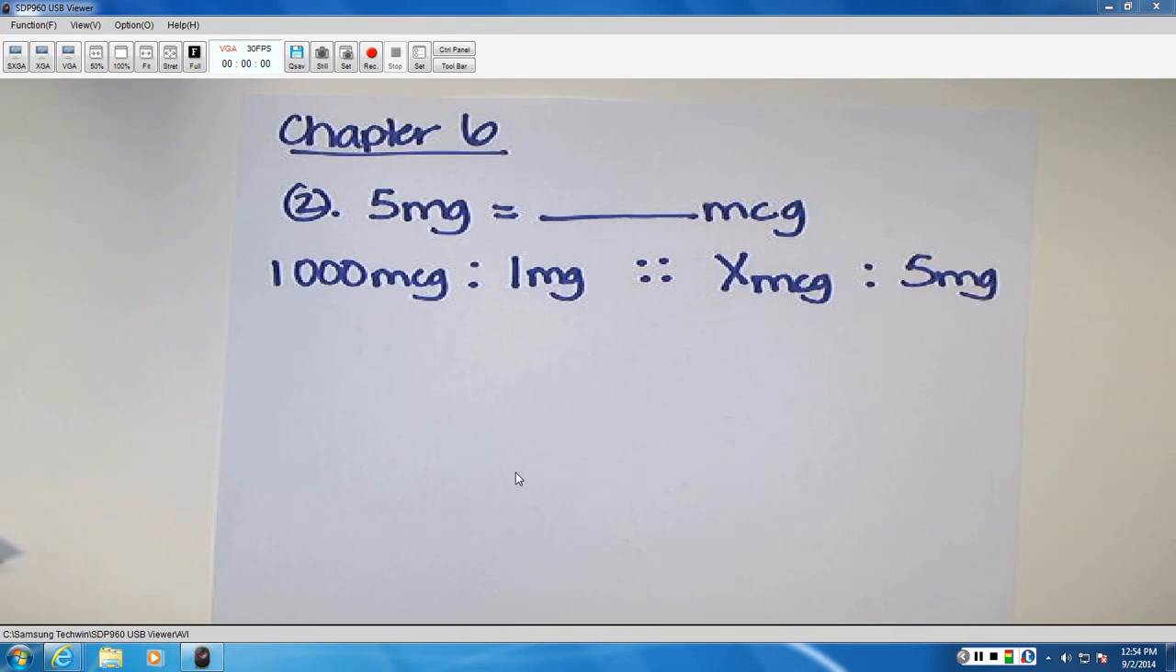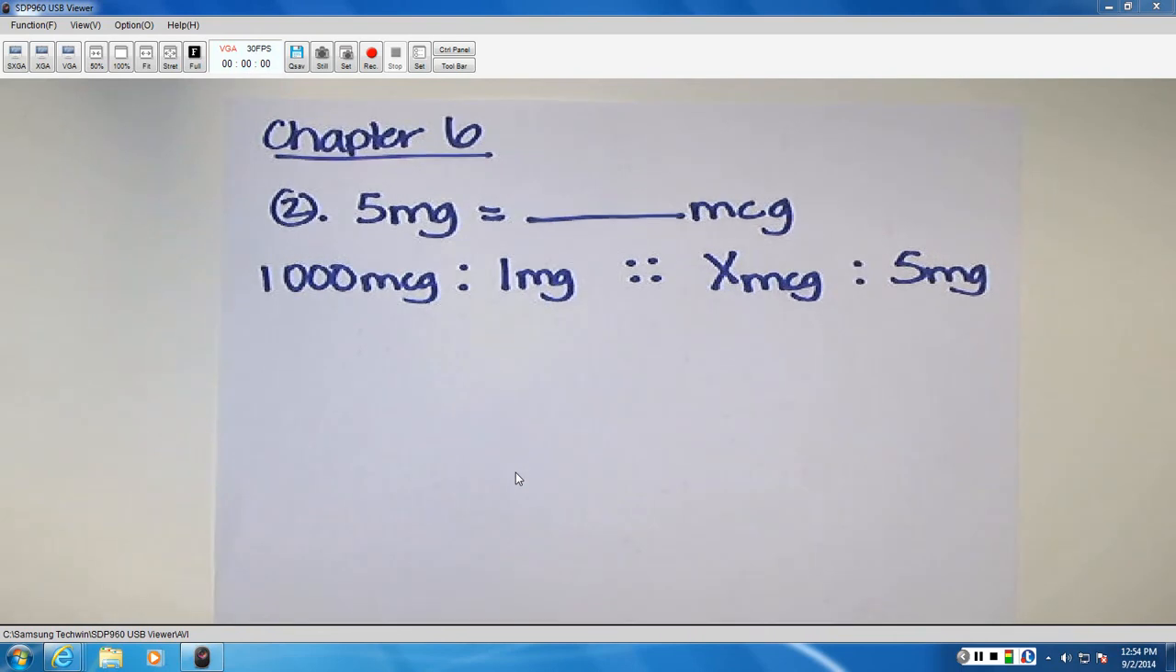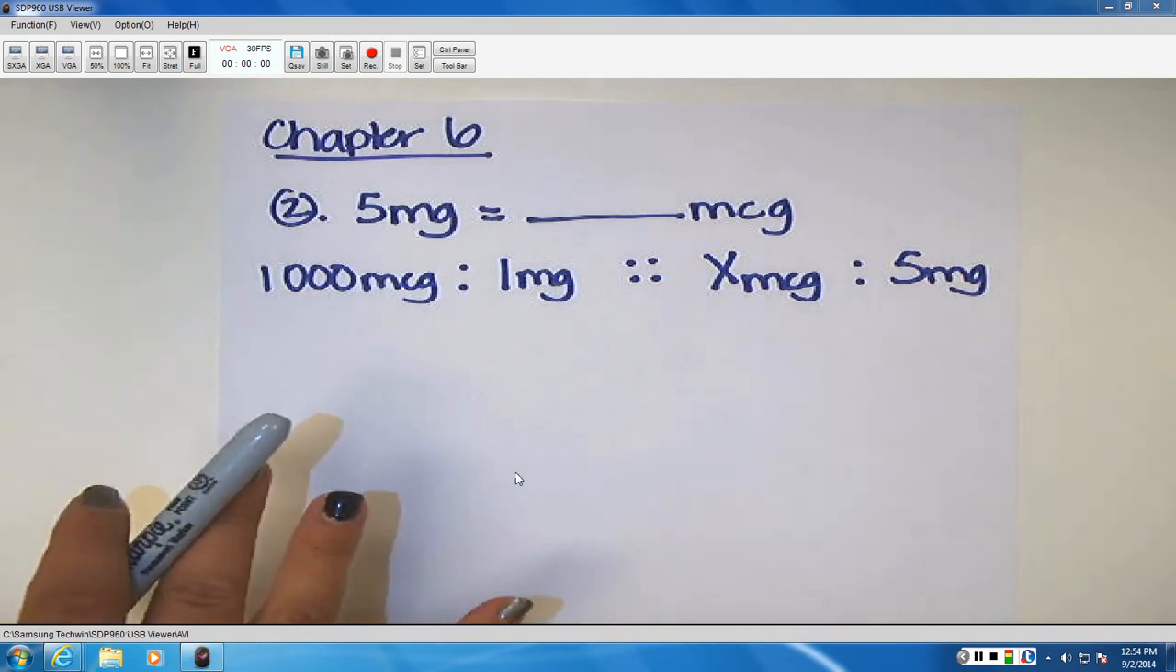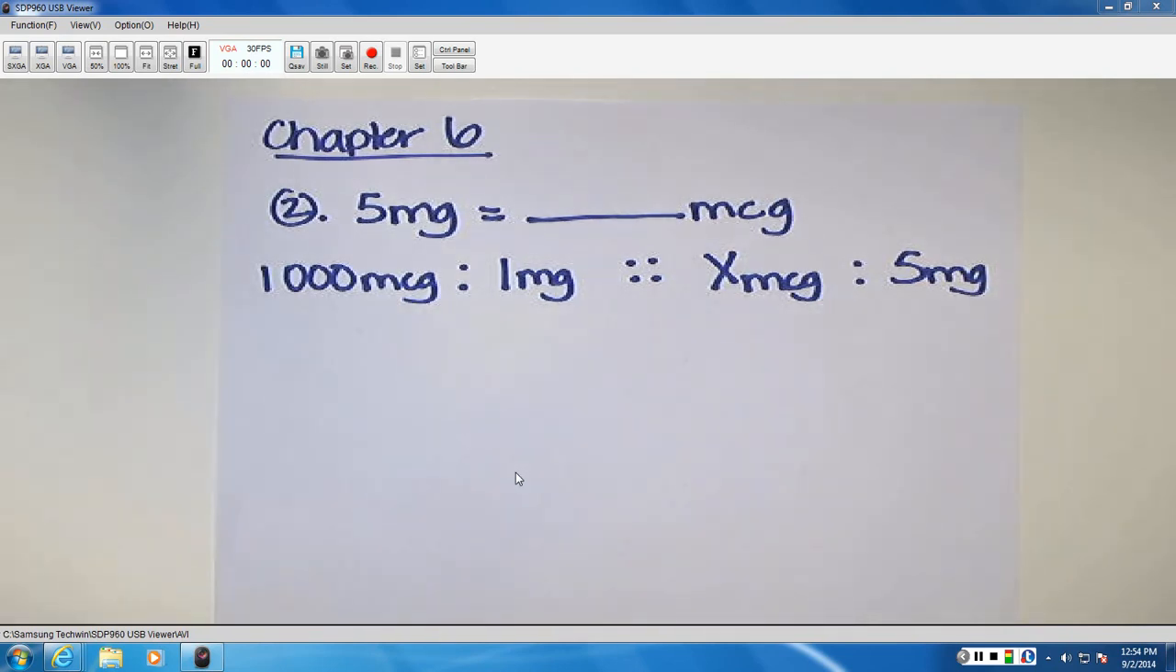So basically, I'm just going to get started with Chapter 6. Chapter 6 is metric and household measurements. We have one measurement, and we want to identify what the equivalent of that measurement is in another one. For example, number 6, and again, I'm getting these questions off of the worksheet in the textbook. These worksheet problems are not the same ones that you have to do for me and hand in for a grade. These are problems from the worksheet in the textbook chapter.